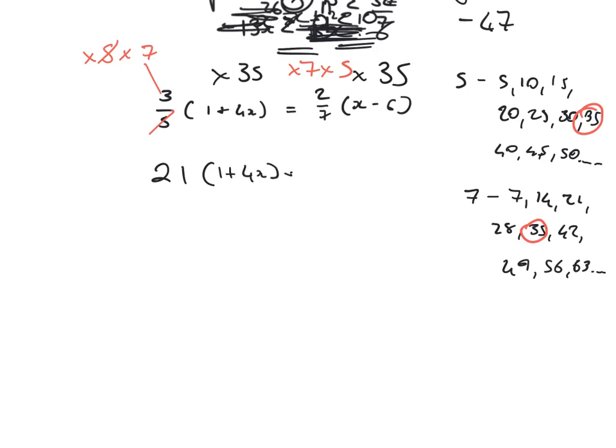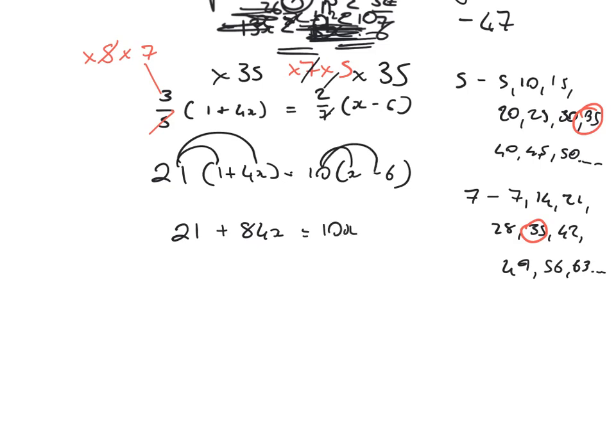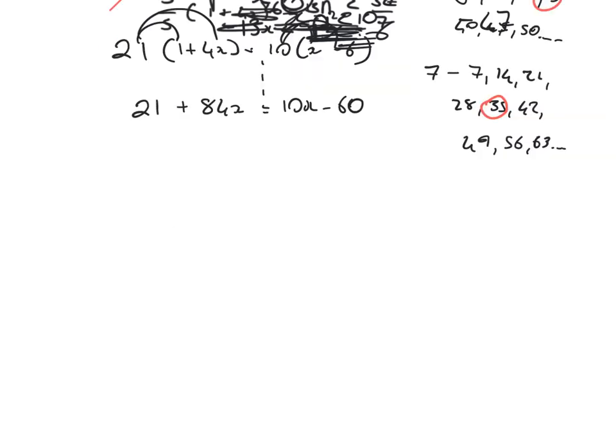Over on this side, multiply by 7 cancels them out, and then 5 times 2 is 10, 10 lots of the bracket. Okay, so 21 times 1 is 21, 21 times 4x is 84x, is equal to 10 times x is 10x, and 10 times minus 6 is minus 60. Letters to the left, numbers to the right, the equal sign is in the middle. Okay, so I need to eliminate 21 from both sides.